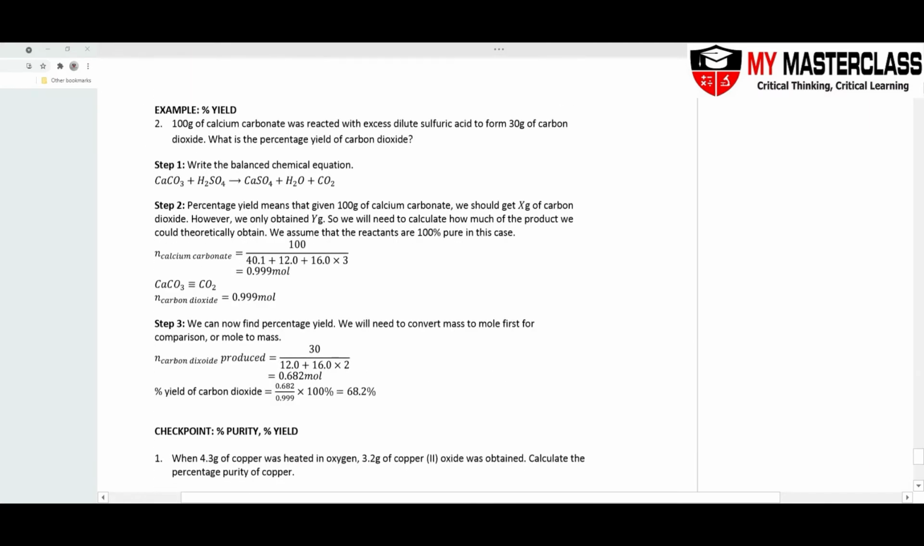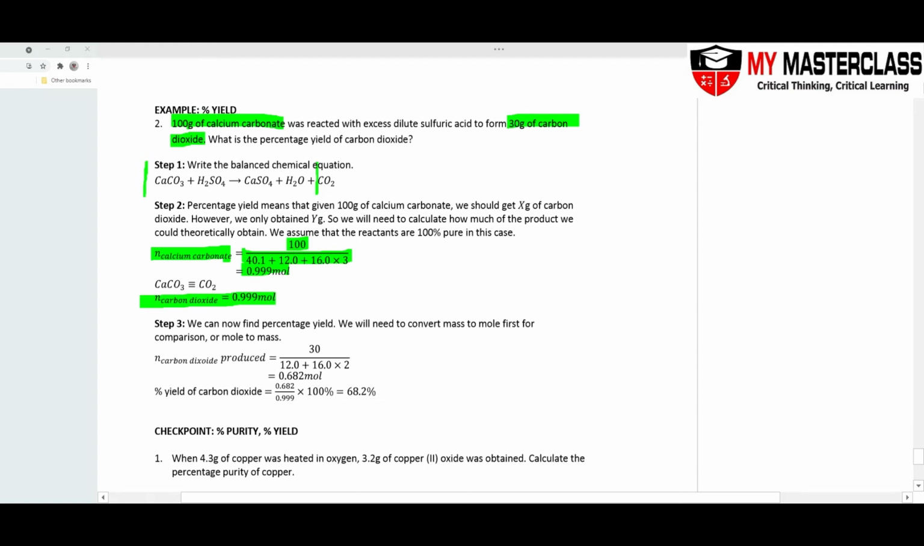In the next example, we have your percentage yield example. 100 grams of calcium carbonate reacted with sulfuric acid gives me 30 grams of carbon dioxide. So what's the percentage yield? Over here, let's count it again. First, use this information. The calcium carbonate amount is 100 divided by 40 plus 12 plus 16 times 3. This is your mass divided by your molar mass. You get 0.999 moles. Again, this is a 1:1 ratio, so you should have 0.999 moles of carbon dioxide formed.